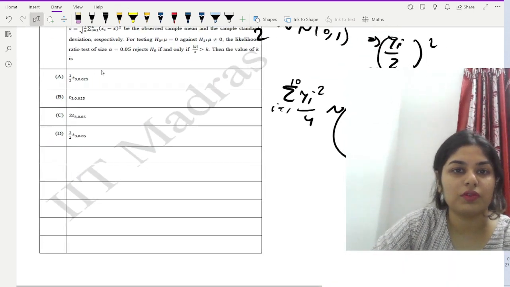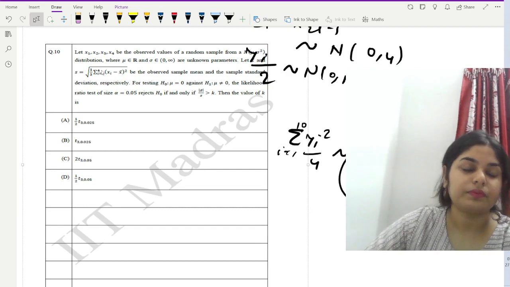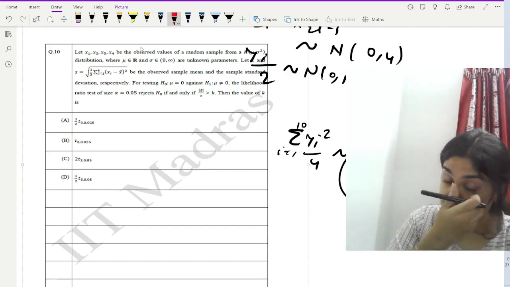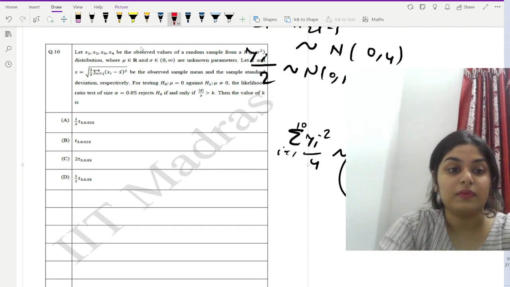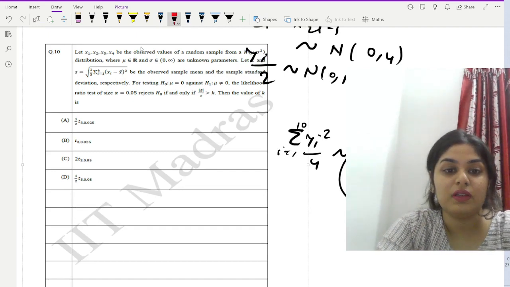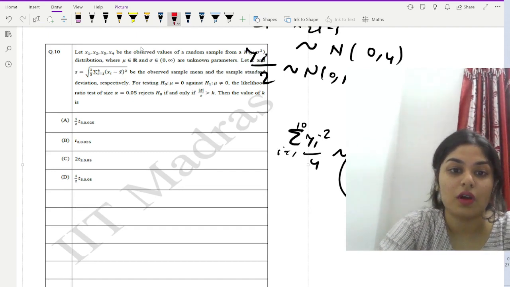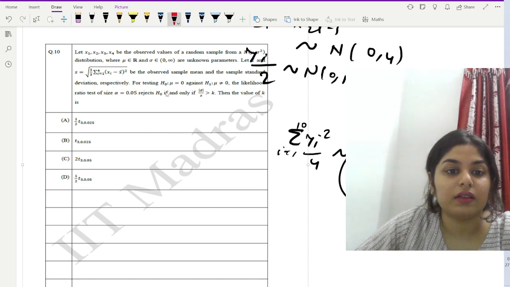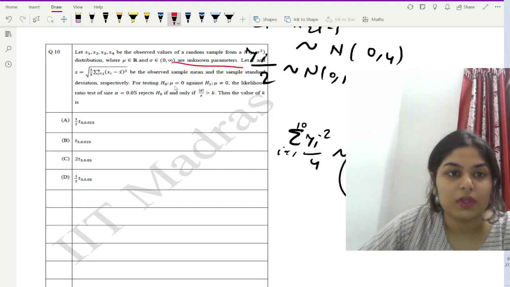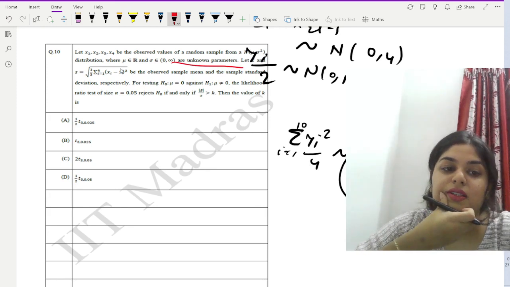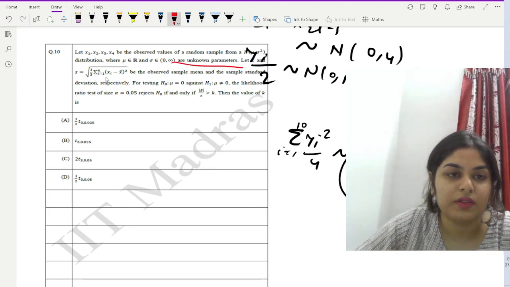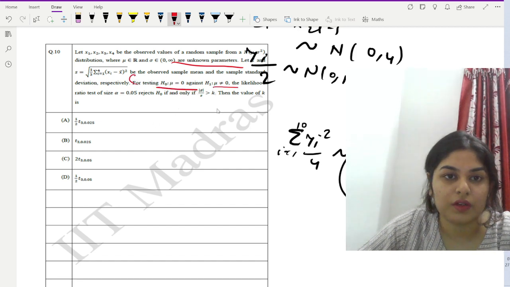Now let us move on to question number 10. In question number 10 we are given samples, and there are observed values of the random variable given. You can see here that mu and sigma are unknown parameters, okay? Now S is defined as 1 by 3 summation of (Xi minus X bar) whole square. So you have to test what? The null hypothesis is that mu is equal to 0 against mu not equal to 0.